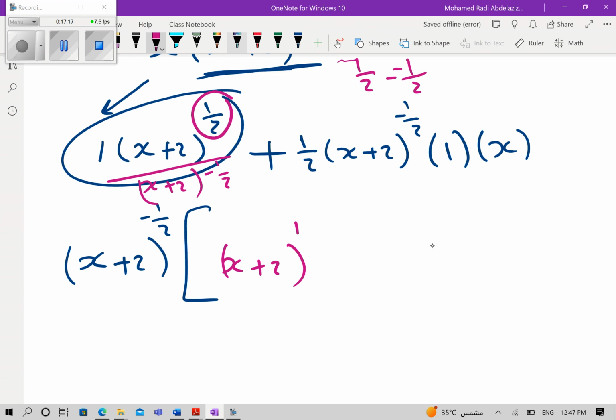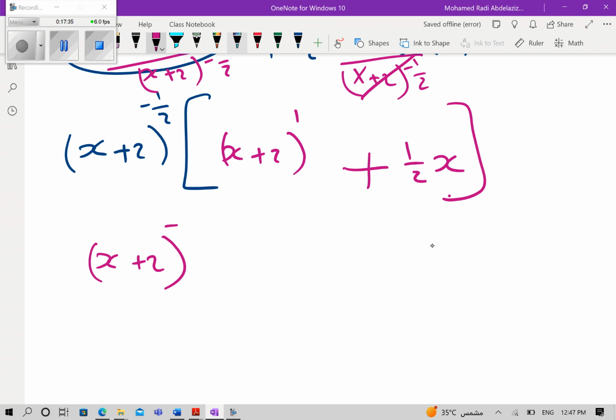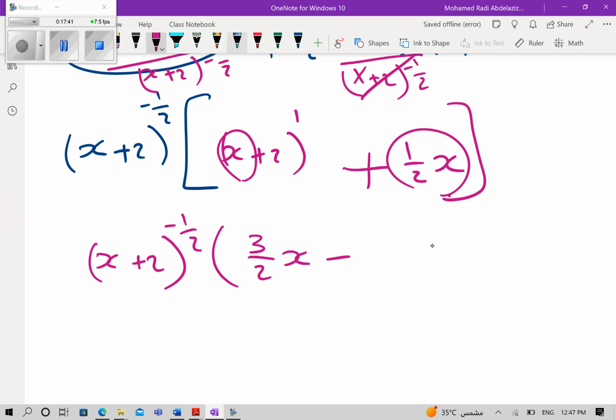So (x plus 2) all to the power of 1, plus. If you take (x plus 2) all to the power of negative half, remove. So the final answer is half x. Still you can simplify (x plus 2) all to the power of negative half, inside x and half x, 3 over 2x plus 2.